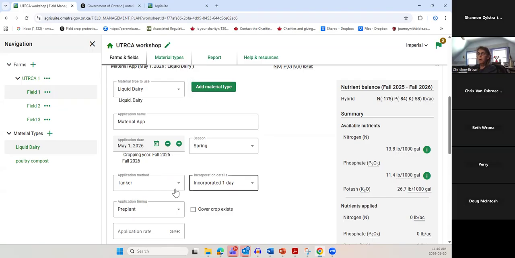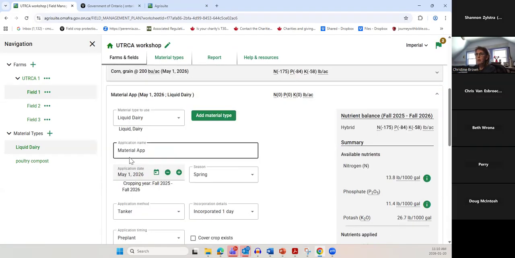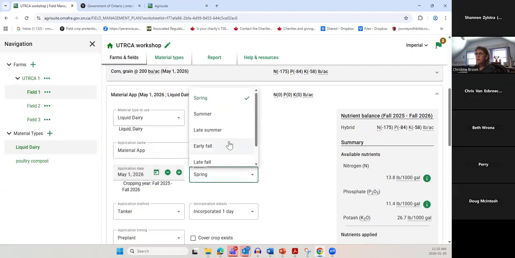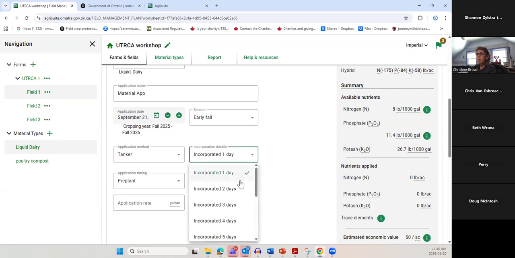So I'm going to add liquid manure after the wheat harvest. To me, this is the hardest part of that field crop management tool, getting it accurate where I applied the different materials. So if I'm adding corn, May of the year of 26, my material application, I put it on after wheat harvest last fall, so it automatically takes me to 2025. And I applied it by tanker, and I incorporate it.